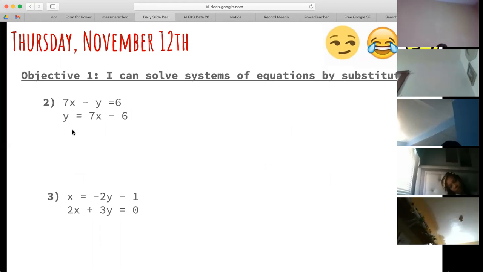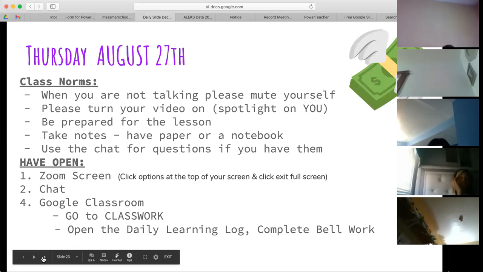Now, if you're like, you know what, Ms. Winsky, I just want to isolate this y and go ahead and set them equal, you absolutely could do that if you wanted to. But I'm going to show you a different method that might be a little bit easier and less work. We always like less work.